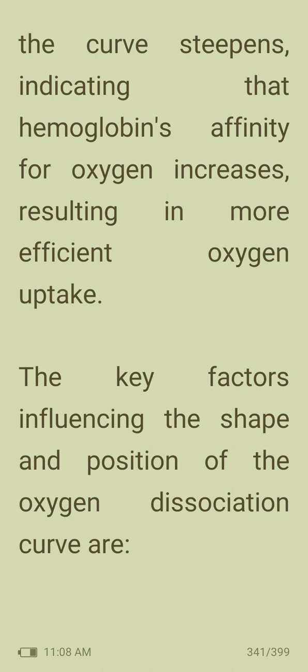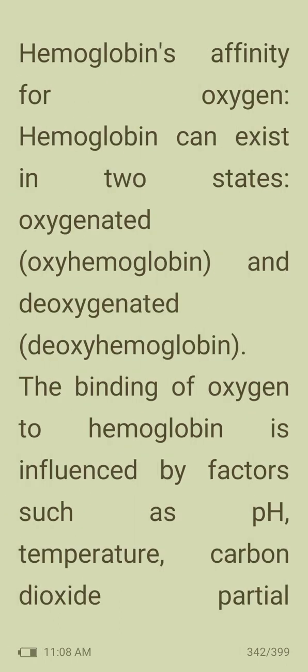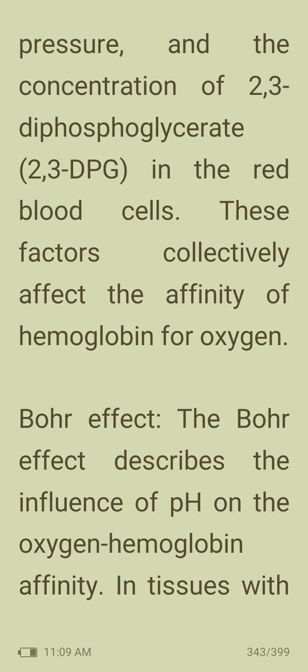The key factors influencing the shape and position of the oxygen dissociation curve are hemoglobin's affinity for oxygen. Hemoglobin can exist in two states: oxygenated oxyhemoglobin and deoxygenated deoxyhemoglobin. The binding of oxygen to hemoglobin is influenced by factors such as pH, temperature, carbon dioxide partial pressure, and the concentration of 2,3-diphosphoglycerate, 2,3-DPG, in the red blood cells. These factors collectively affect the affinity of hemoglobin for oxygen.